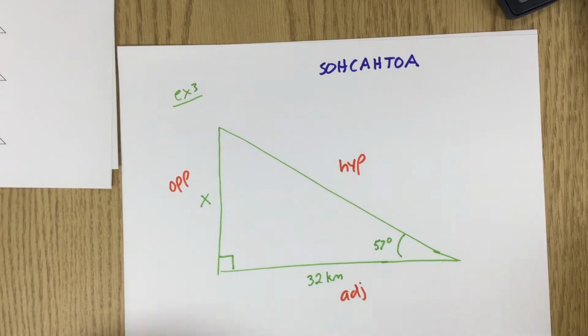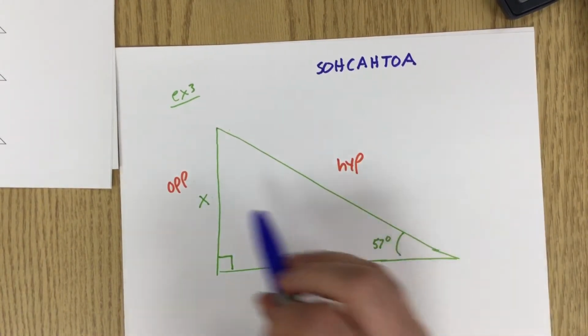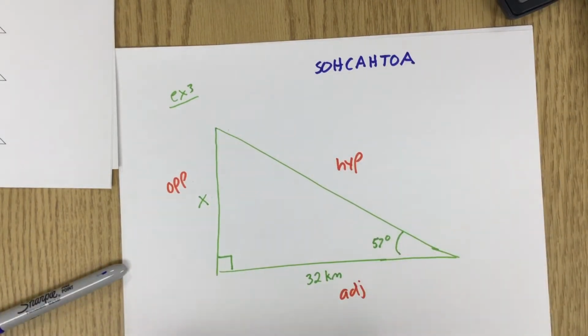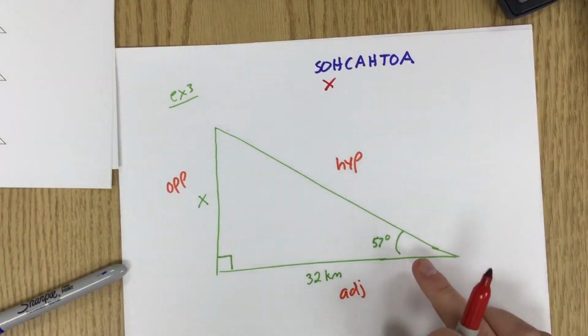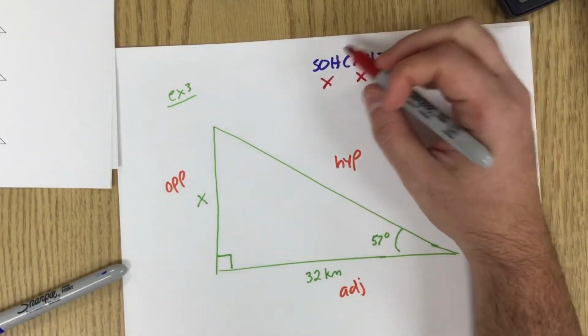Now instead of trying all three of them, maybe we could try and figure out which one is actually the one we want before we write it down. So sine is opposite over hypotenuse. We don't know the hypotenuse, so we're not going to use sine. Cosine is adjacent over hypotenuse. Again, we still don't know the hypotenuse, so we're not going to use that one either.